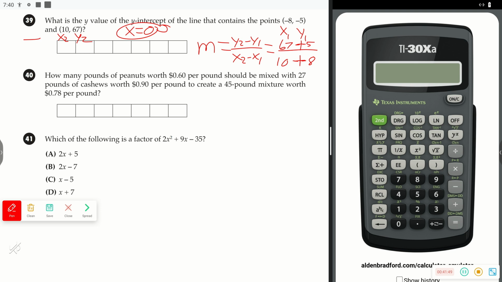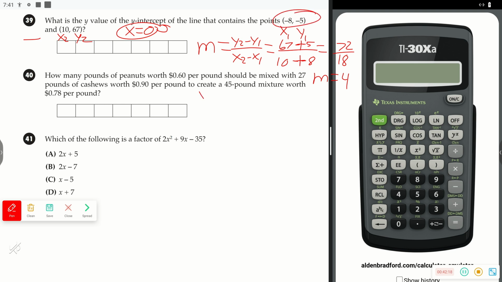Oh, 72. See? Good thing I checked. 72. And then 10 plus 8 is going to be obviously 18. And then we have to do 72 divided by 18, which is going to equal 4. So m equals 4. So now I'm going to use, which one am I going to use as my first point? I'm going to use this one as my first point.